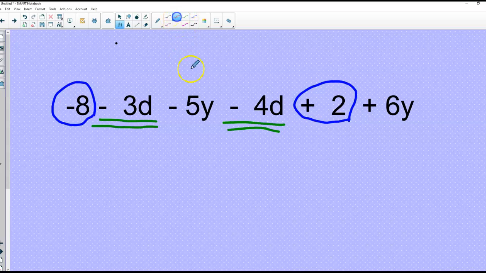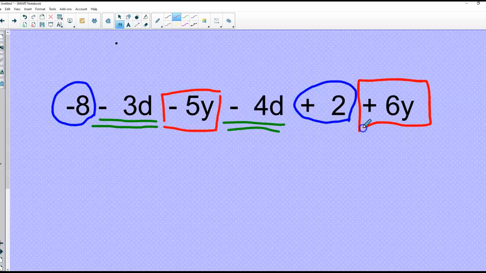And finally, I see some y's. So I'll put a box around those, or a rectangle: negative 5y and a positive 6y. Okay, so we're ready to combine. Let's start from the left. Negative 8 plus 2 is the problem. When you combine those, two different signs, subtract, take the sign of the larger number. So I would get a negative 6.